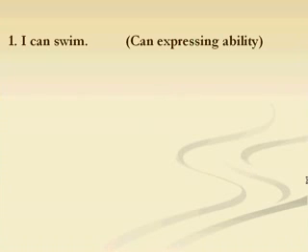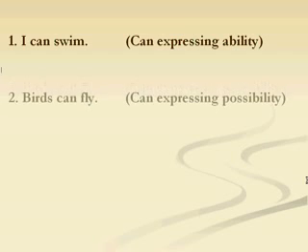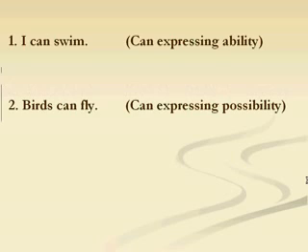For example, I can swim. So this I can swim expresses an ability. Can here is being used to express an ability. In example number 2, birds can fly. Here you are also using can as a modal verb. Birds is your subject, right, can is a modal verb, and fly is the main verb, action verb, right? So birds can fly. Here can is expressing a possibility, that it is possible for birds to fly.